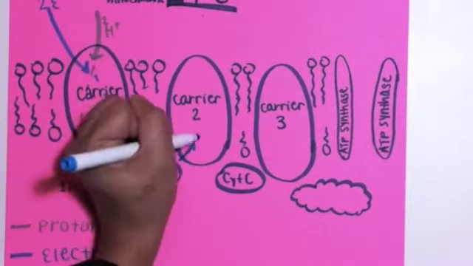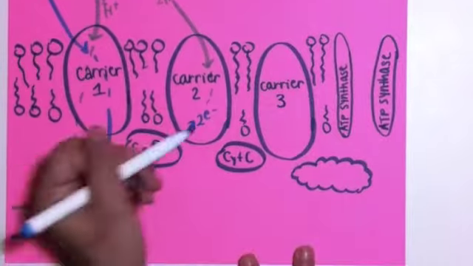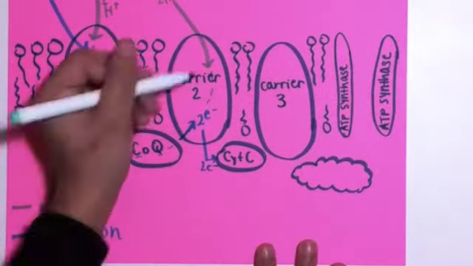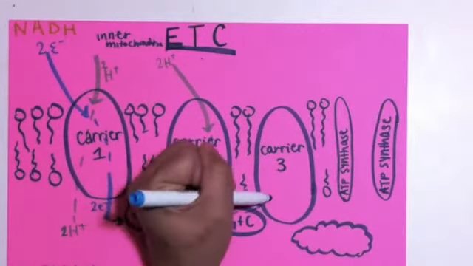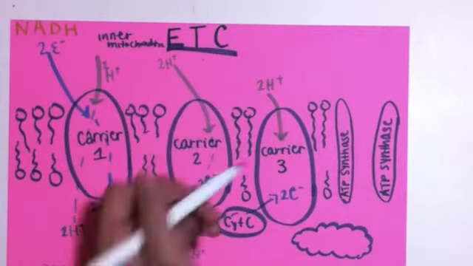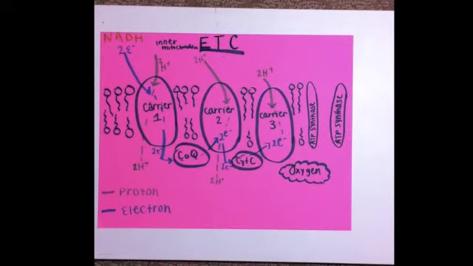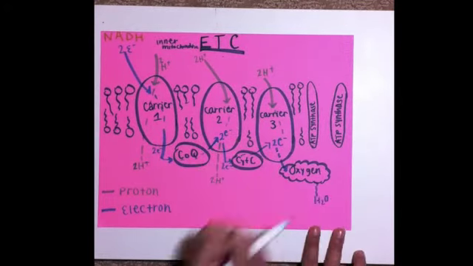The electrons go to the second carrier molecule, and 2 hydrogens enter the carrier molecule. The electrons are transferred to second electron acceptor cytochrome C, and 2 hydrogens leave to the outer membrane. Finally, the electrons go to the third carrier molecule, and 2 hydrogens enter the molecule. Then, the 2 electrons go to the oxygen acceptor, which is the final electron acceptor, creating H2O.